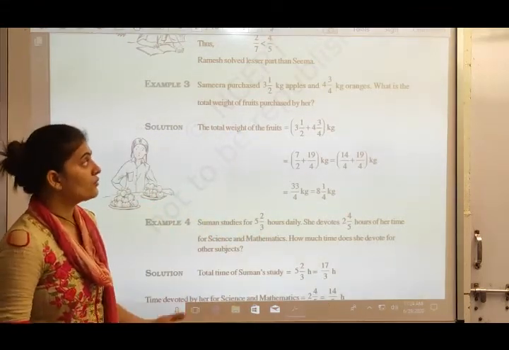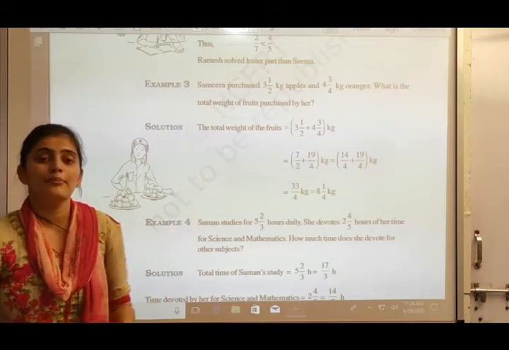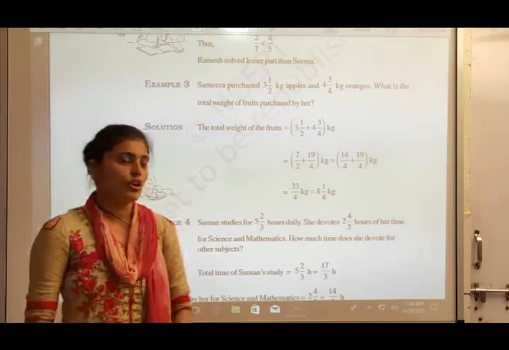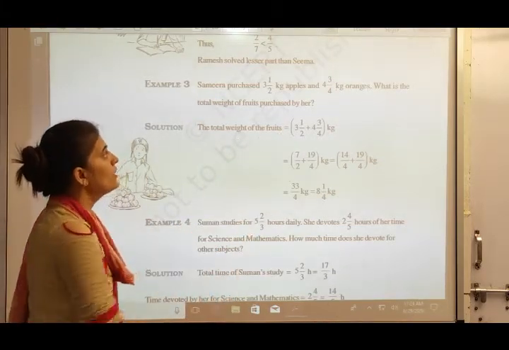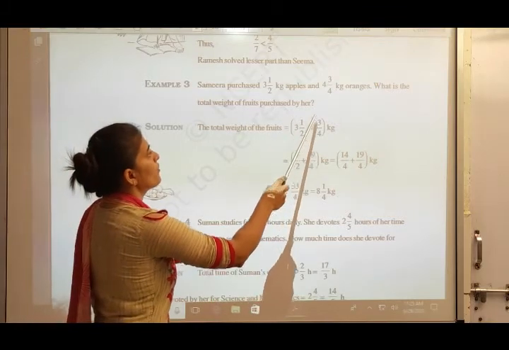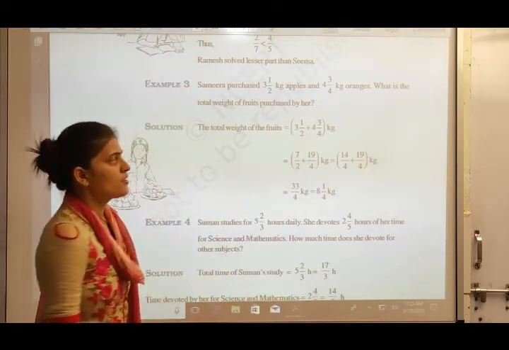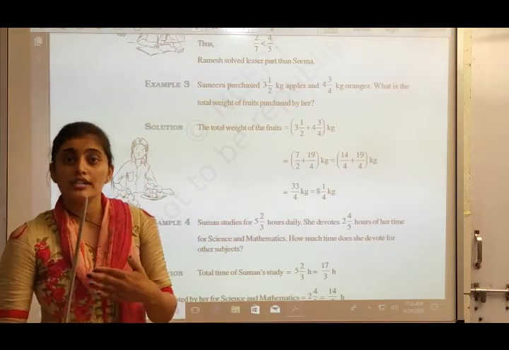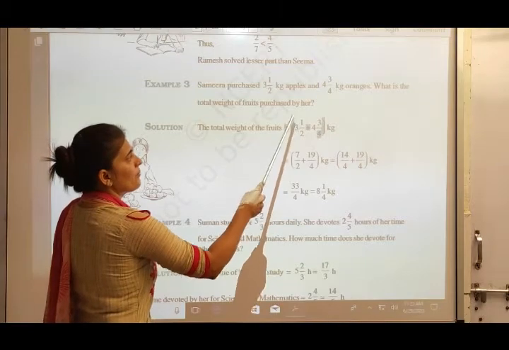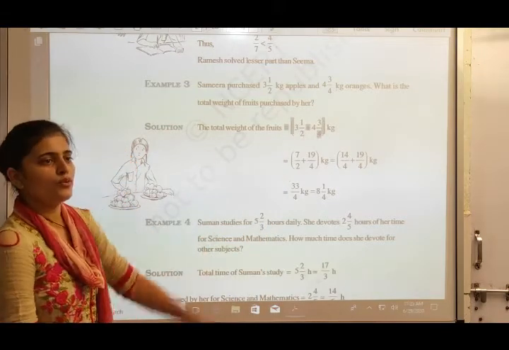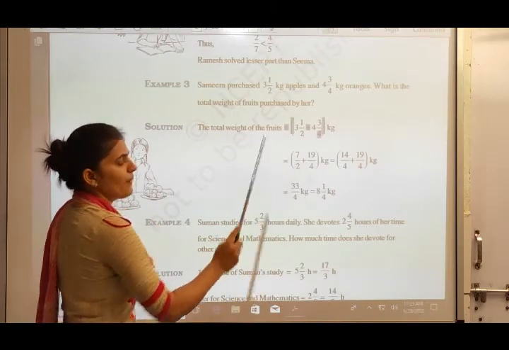Now what they have asked is that we have to find out the total weight. That means we have to add both of them. So the total weight of the fruits will be equal to 3 1/2 plus 4 3/4. Now both are mixed fractions, so we have to convert them into simple fractions. So 3 2s are 6 plus 1, 7/2. So the simple fraction of 3 1/2 will be 7/2.